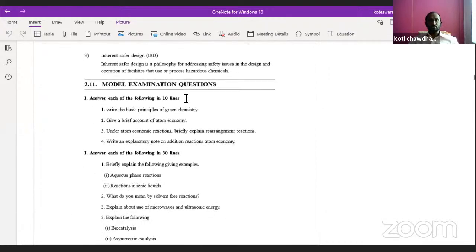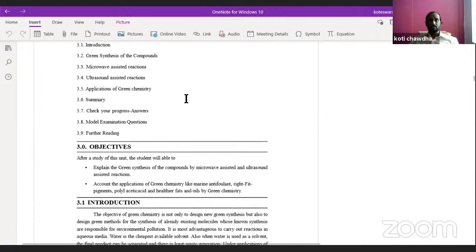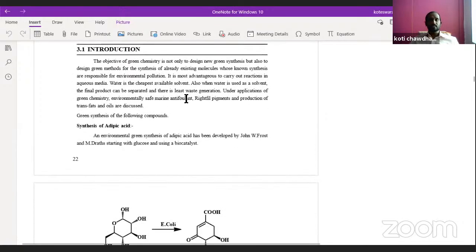Next, this is the second unit. And going to the third unit, I'm going to brief it in 5 minutes. Green synthesis of some reactions. Here several reactions are there. In all these green reactions, we are going to use starting materials which are available from nature and from renewable sources.